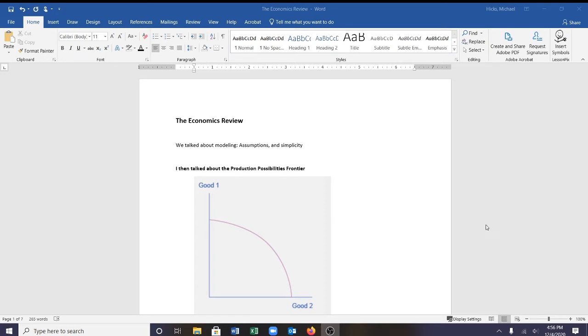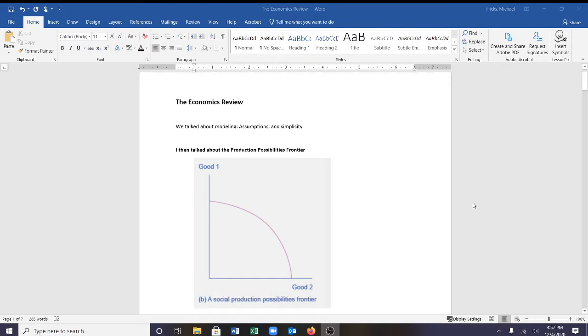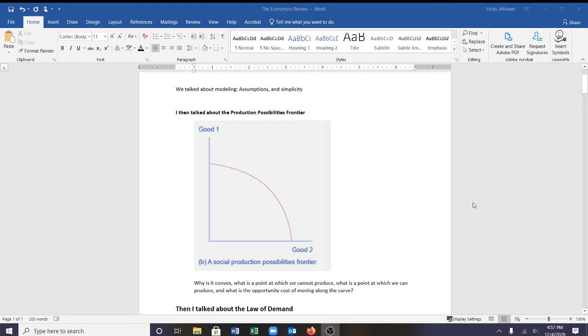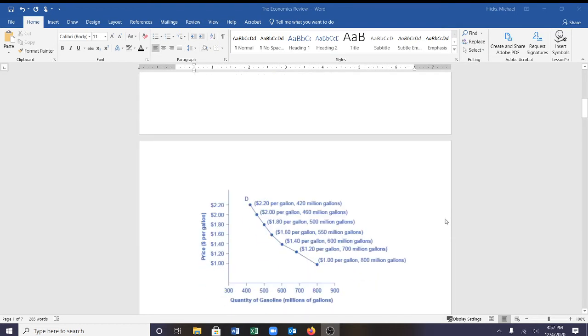So I started out talking about economic models, the use of assumptions in economic models, and the importance of simplicity. I talked about this production possibilities frontier graphic very quickly, and I talked about why it's convex, at what point we can and cannot produce, and what's the opportunity cost of moving along that curve. So I presented those. And then I talked about, in short order, supply and demand.